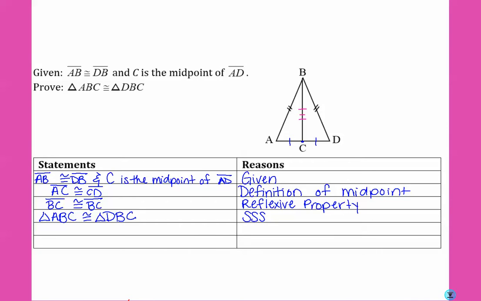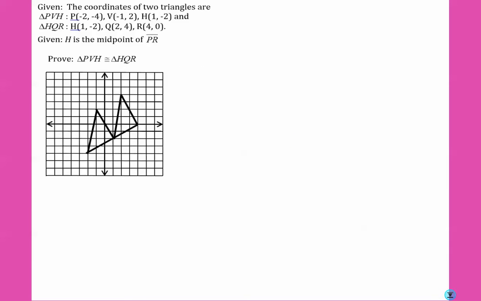And our final proof for today. This proof is going to be a proof of algebra and coordinate geometry. We're not going to write down the statements and reasons. We're going to prove it with algebra and numbers. So, given the two triangles, which have already been graphed, and given that H is the midpoint of PR, prove that triangle PVH is congruent to triangle HQR.